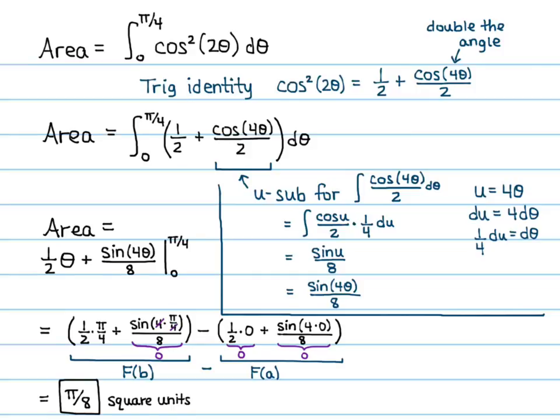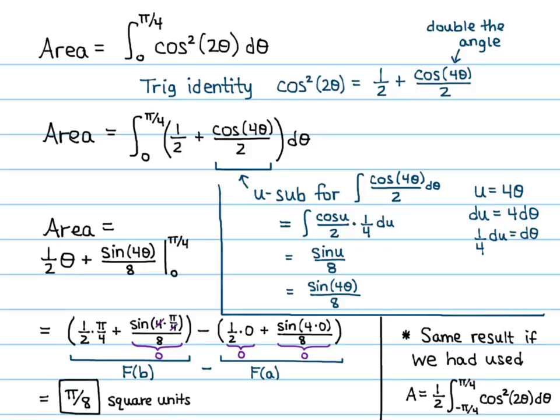Now if I wanted the entire rose, I could just multiply this by 4, because I know there are 4 leaves. And notice that we would have gotten the same result if we had used the area equals 1/2 times the integral from negative pi over 4 to positive pi over 4 of cosine squared of 2 theta d theta. So if I use the bounds for an entire leaf, then that 1/2 would come with me throughout the calculation. It would not cancel out. But I would get pi over 8 for one leaf in the end. So in the next video, we'll talk about how to find area between two polar curves.